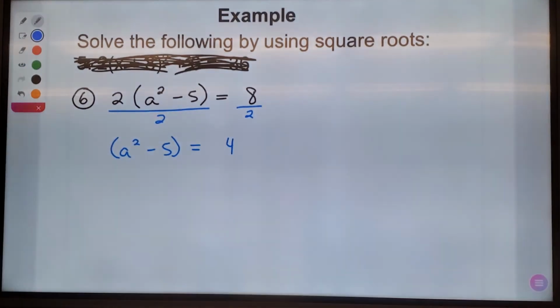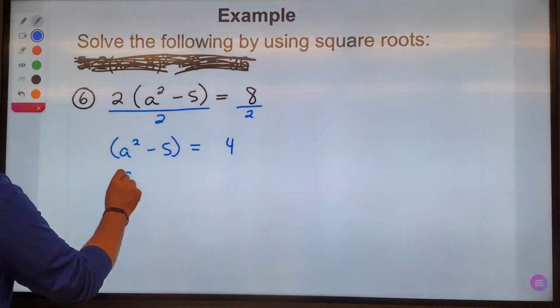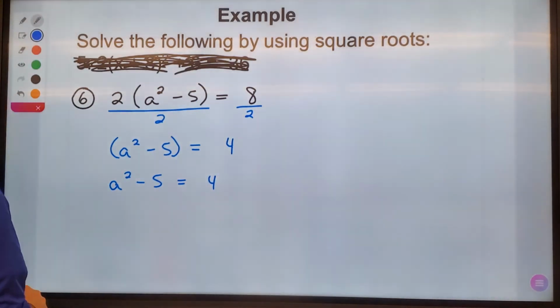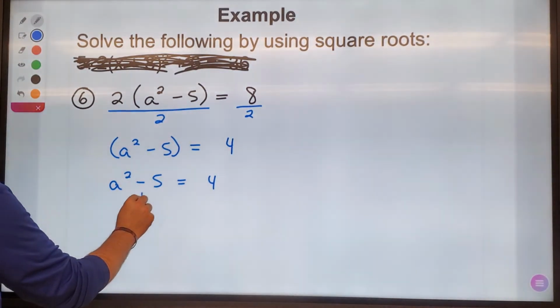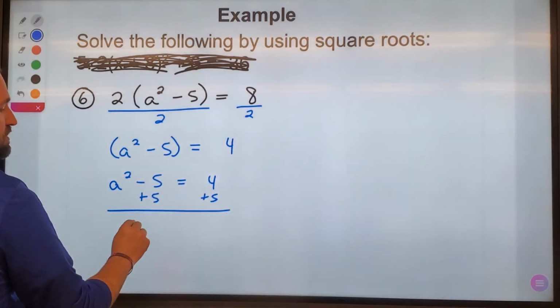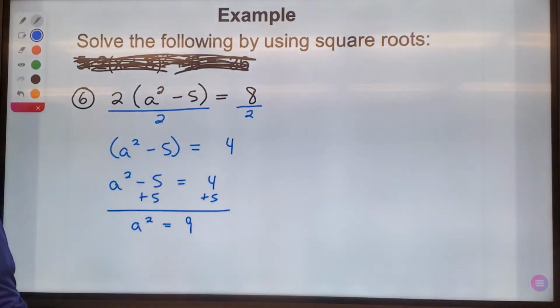Okay, but with this, do we need the parentheses still? All right, again, that squared is not on the outside. The squared is on the inside of the parentheses. So I could have actually dropped those off and left me with just a squared minus 5 equals 4. I can then add 5 to both sides, which leaves me a squared equals 9.